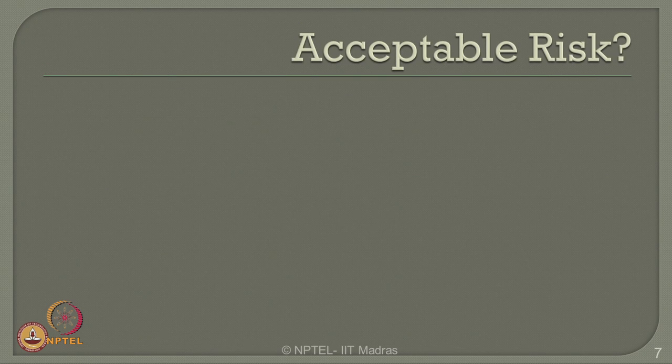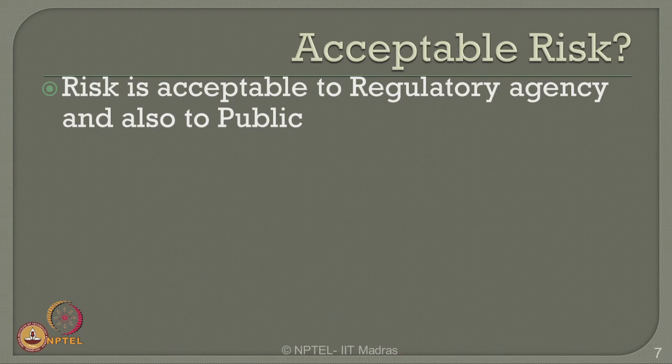As we said, in oil and gas industries, we have something called acceptable risk. We discussed this in the first module as well. Let us quickly see how we categorize acceptable risk in industrial standards. Risk is acceptable to the regulatory agency and also to the public.